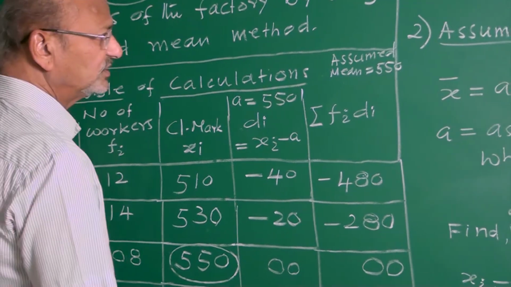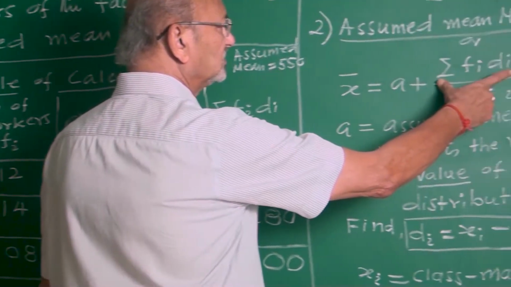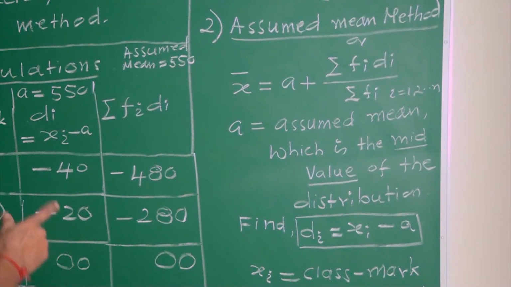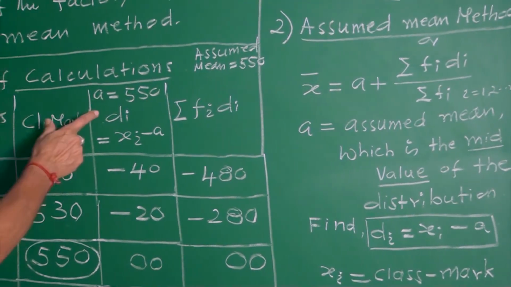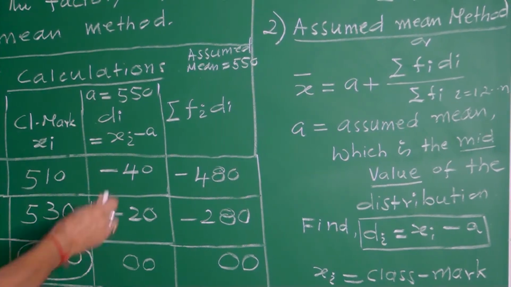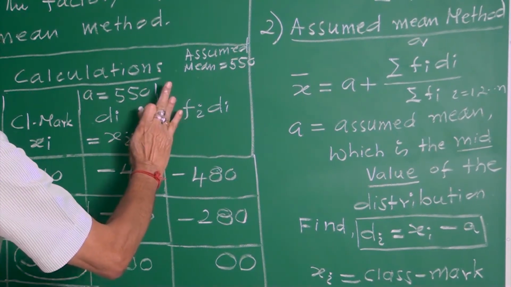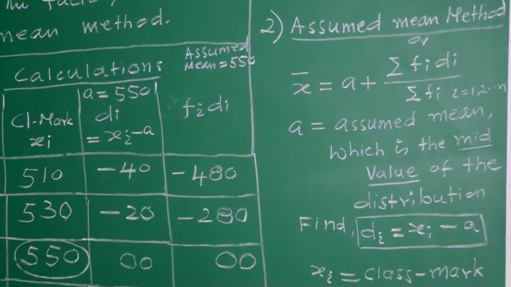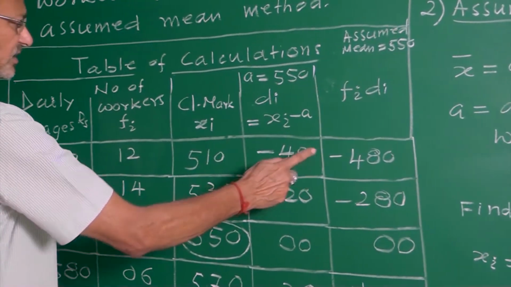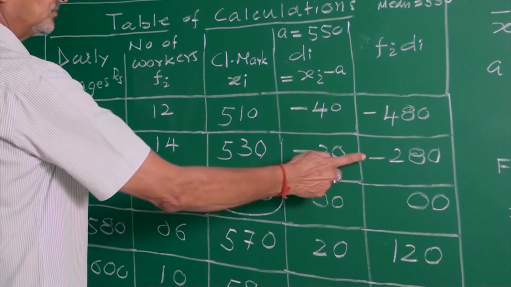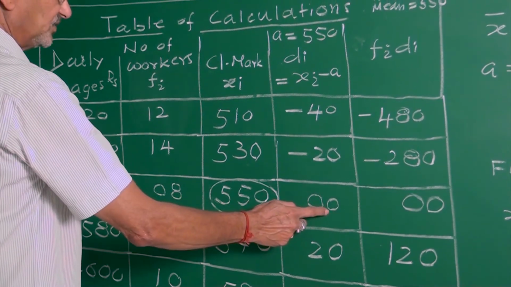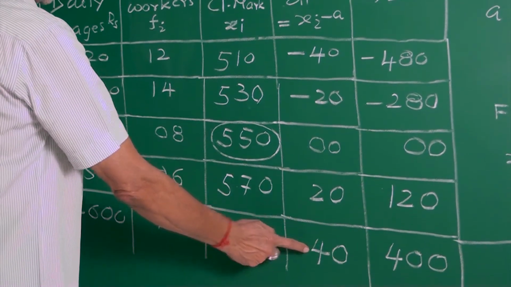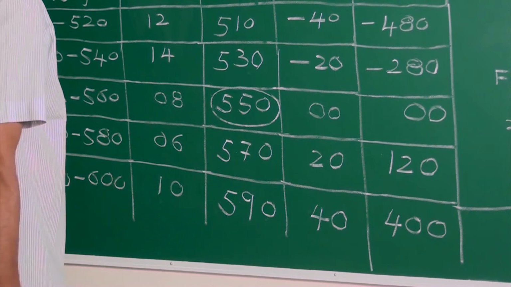What is the next column? In the formula you wanted summation fi di. After finding di, you go for fi di. Not a summation here, this is simply fi di. Minus 40 into 12 is minus 480. Minus 20 into 14 is minus 280. This is 0 because of 0. 20 into 6 is 120. 40 into 10 is 400.